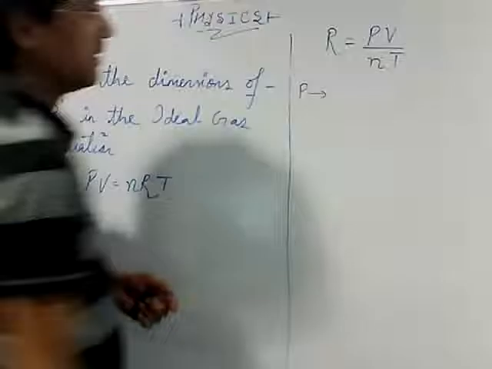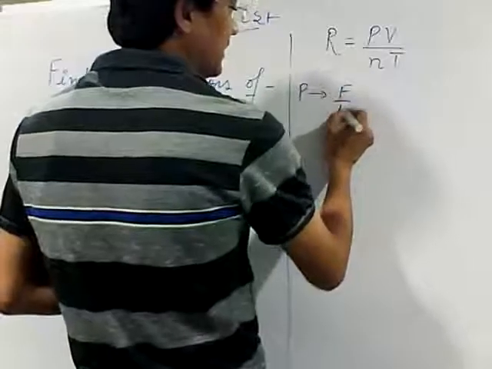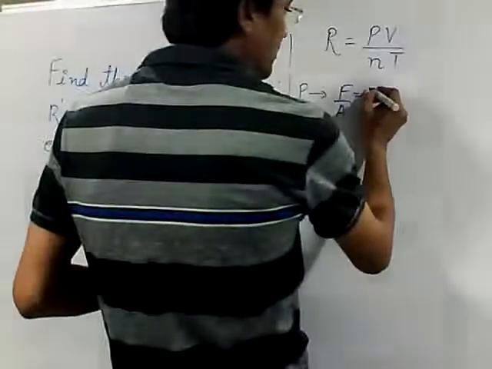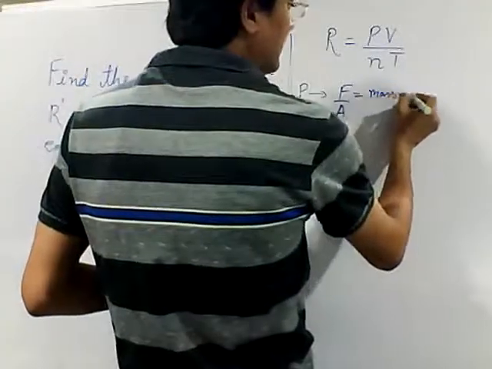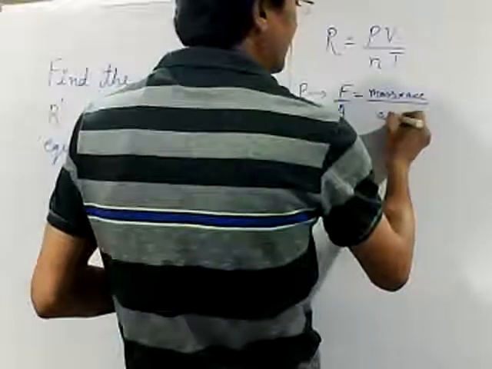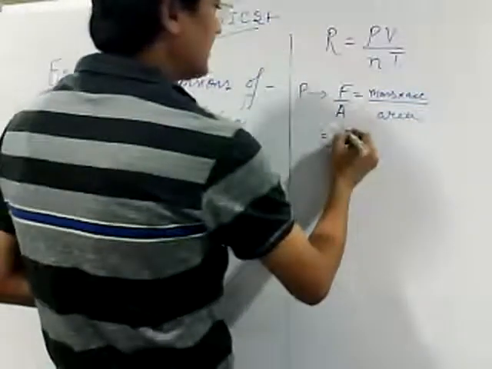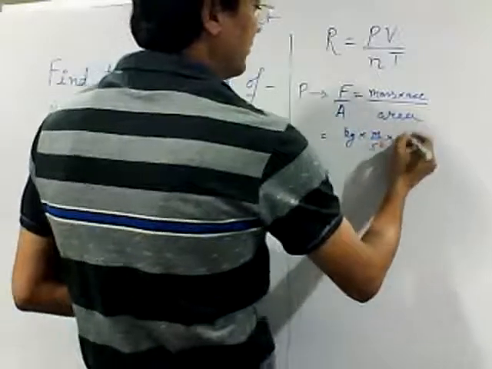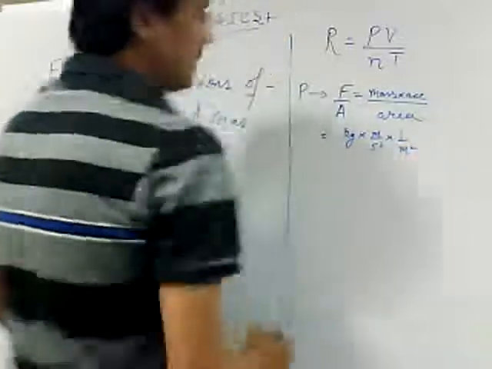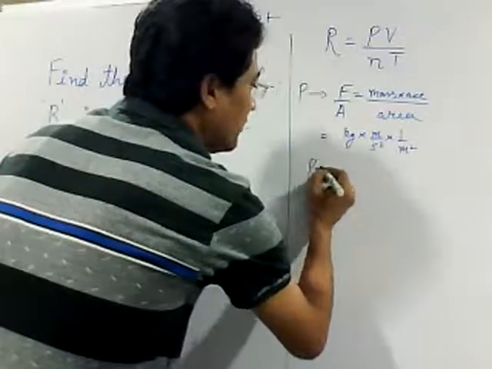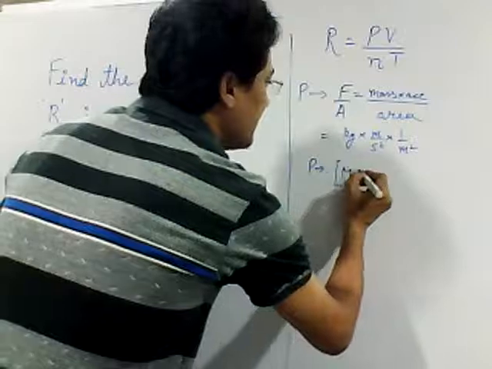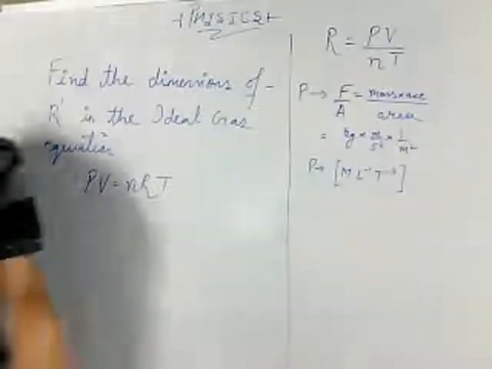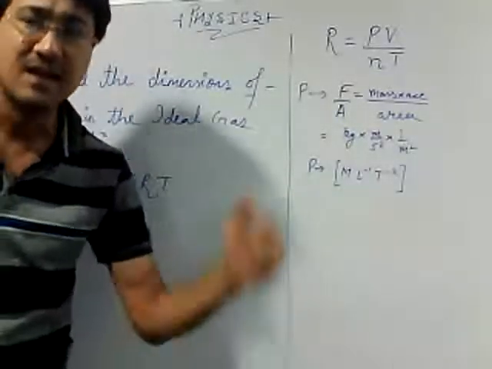So what is pressure? Pressure is force acting per unit area. What is force? Mass into acceleration. So mass into acceleration upon area. What will be the units? Kg, for acceleration it is meters per second square, and for area it is meters square. So what will be the dimensions for pressure? For pressure we'll get the dimensions as M L minus 1 T minus 2.